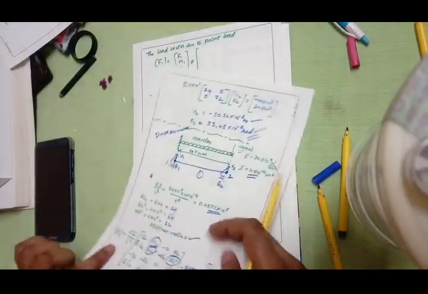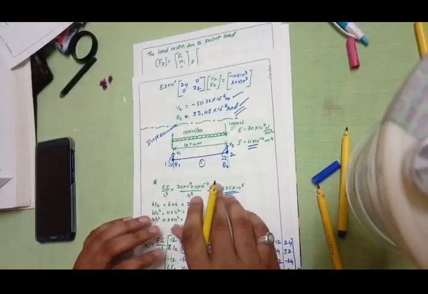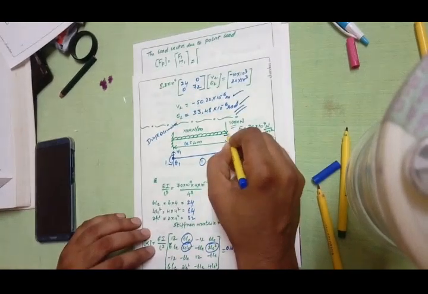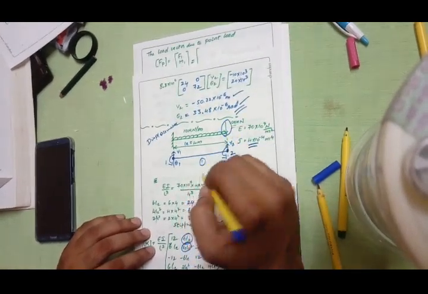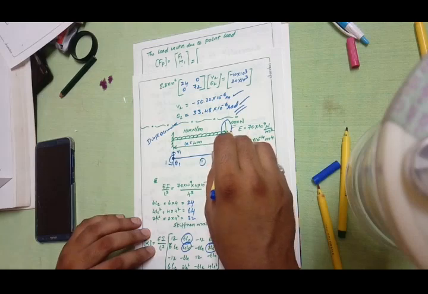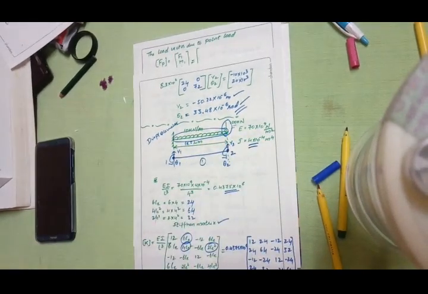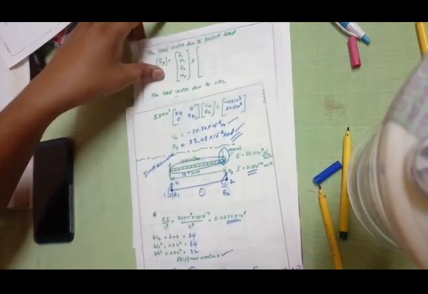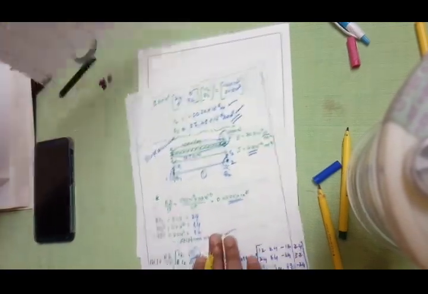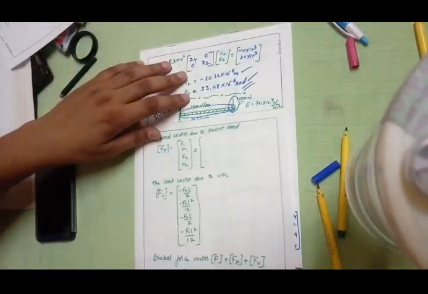Now when you want to find the load vectors, look at the diagram carefully. Here you need to find two load vectors. One is the load vector due to the point load, in other words the load matrix due to the point load, and the other is the load matrix due to the uniformly distributed load. So that is what I'm going to teach you now. Now look at the problem carefully.